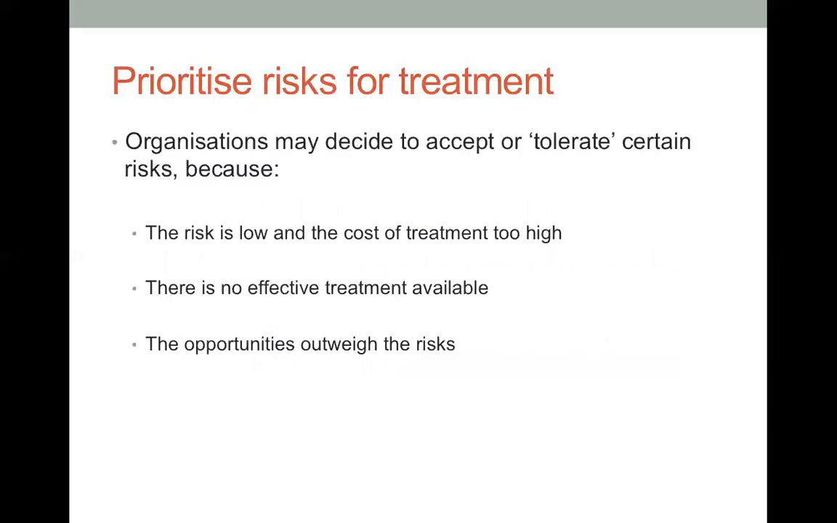And the other thing that we also need to consider is the organization's actions towards the risk. We may decide to accept or tolerate certain risks, and these are some reasons why. The risk may be low, and the cost of treatment is too high. If we are going to lose, let's say, a couple hundred dollars, and the cost of treating the risk is even higher, we need to spend thousands of dollars, for instance, then it may not be worth it for us to address the risk. Therefore, we normally accept the risk.